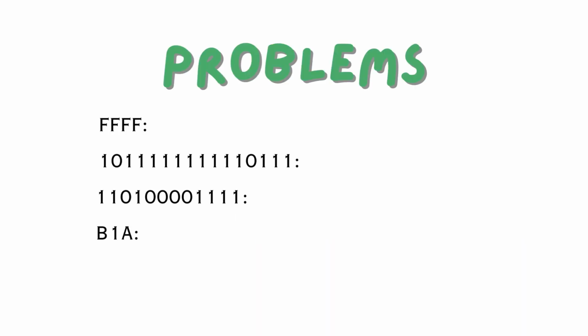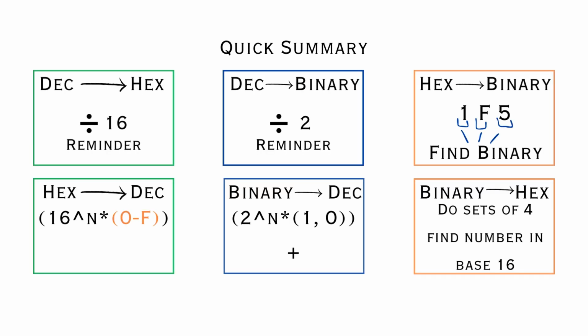Okay, here we have some problems. I want you guys to solve it, okay? Put this number in binary. Put this binary in hexadecimal. This binary in hexadecimal, and this hexadecimal in binary. Okay, so a quick summary of everything we have learned.